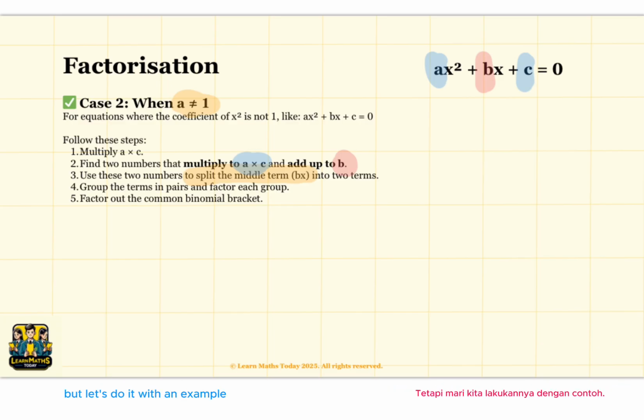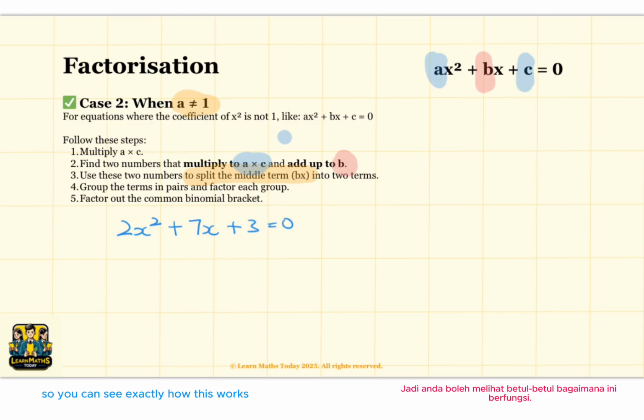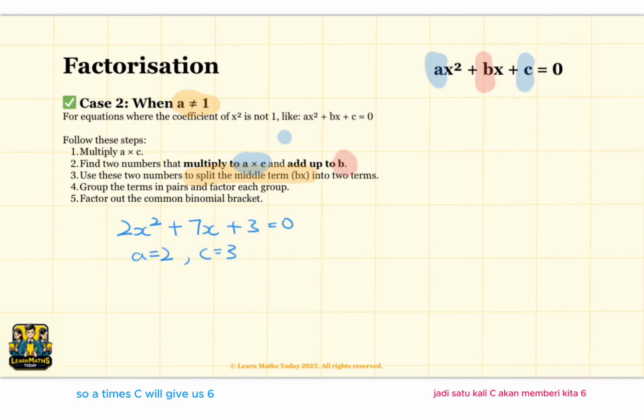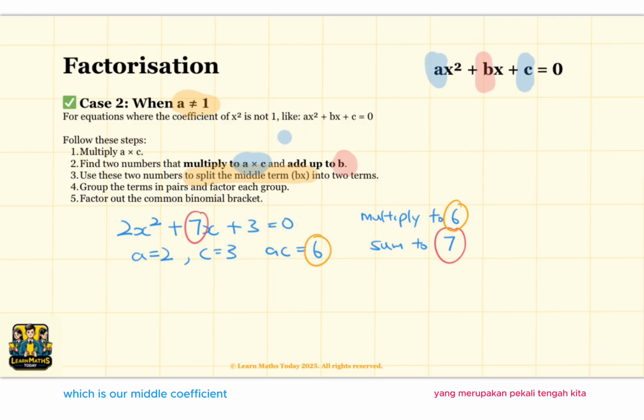This sounds a bit complicated, but let's do it with an example: 2x squared plus 7x plus 3 equals 0. Let's do this step by step so you can see exactly how this works. In this case, you have a equal to 2 and c equal to 3. So a times c will give us 6. This is our target number. We need two numbers that multiply to 6 and sum up to 7, which is our middle coefficient.